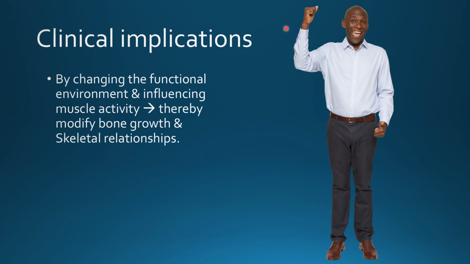So what are the clinical implications of this functional matrix theory? Actually, changing the functional environment might influence the muscle activity and thereby modify the bone growth. This is very important if we have a patient with a certain skeletal malocclusion, we can do something called growth modification. You will take lectures about that later on, which means that I can modify the soft tissue environment around these bones, and so I can modify these bones directly and affect the relationship to each other.